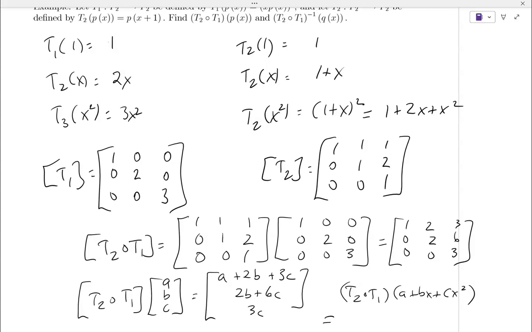That's the constant, the x, and the x squared coefficients. So this will be a plus 2b plus 3c, plus 2b plus 6c times x, plus 3c times x squared. They are the coordinates. That's the whole point of doing this. They give you the coordinates for your output vector. The output space is P2. There you have it.